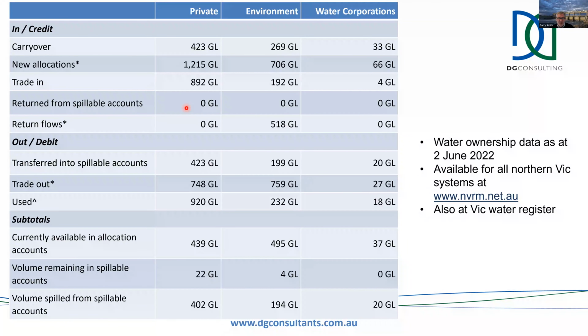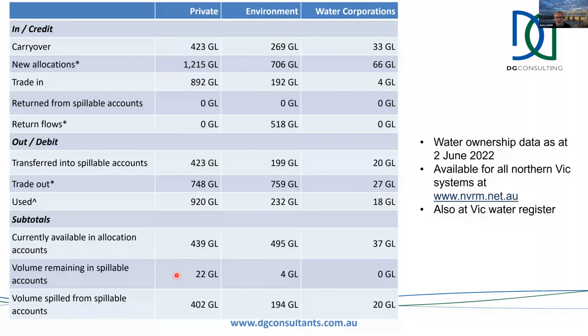And we can see here what's gone out of those accounts. So as these new allocations were made, water was transferred into spillable water accounts, because the limit on a normal account is 100%. Once the allocation reached 100%, all of that water was transferred into spillable water accounts that came in as carryover. And you can see that this is what's happened. That's the water available in allocation accounts now after use. This is the water in spillable accounts. So you can see large quantities of water have spilled from both the environment and from private carryover accounts. And you can see those numbers there, over 400 GL from private accounts and nearly 200 GL from environmental accounts. So a large amount of water has spilled from those accounts.